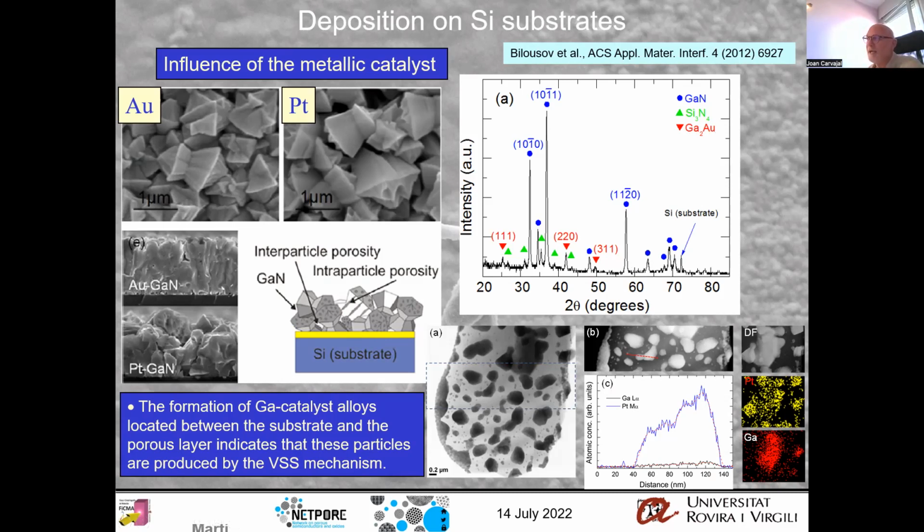And when we analyzed the location of this alloy, we peeled off the porous layer that we had and observed that this gallium-gold alloy was located between the substrate and the porous layer. This allowed us to determine that the mechanism of growth was a vapor-liquid-solid mechanism.